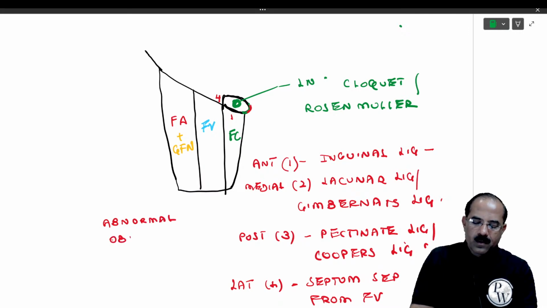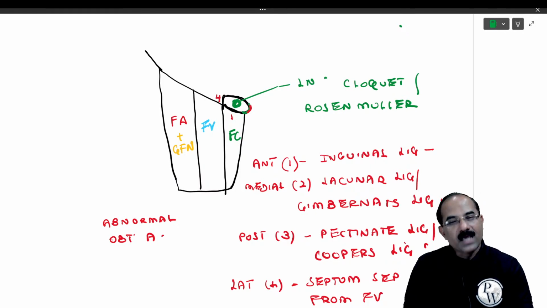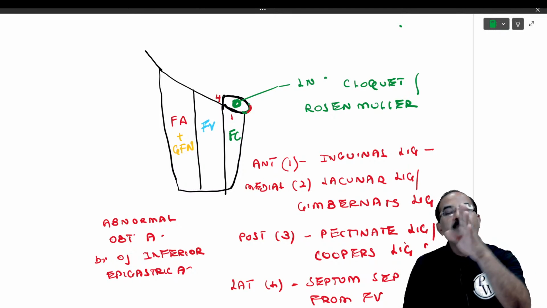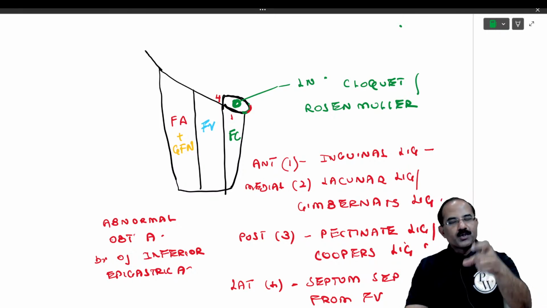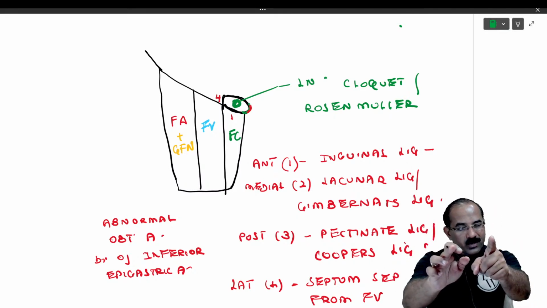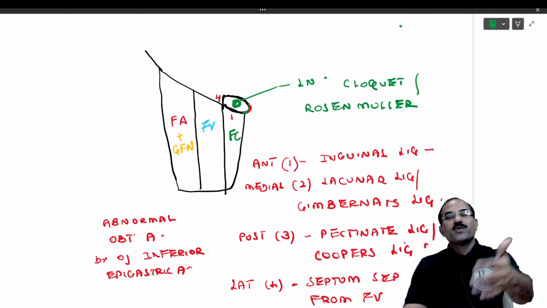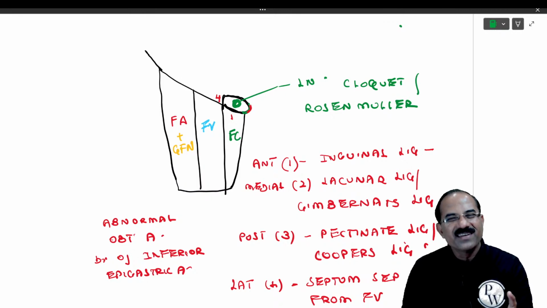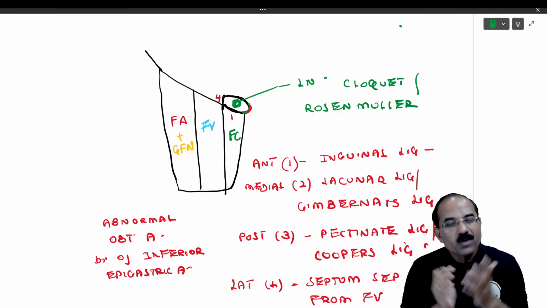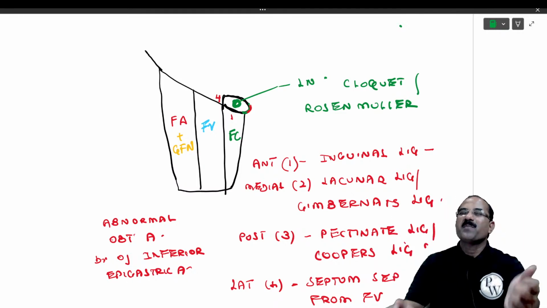Abnormal obturator artery. Right, this abnormal obturator artery is a branch of the inferior epigastric artery. So what will occasionally be present on the lacunar ligament? An abnormal obturator artery, and this abnormal obturator artery is a branch of the inferior epigastric artery. Children, this is a very important MCQ. If we cut this lacunar ligament and there is an abnormal obturator artery here, it would lead to hemorrhage, right?